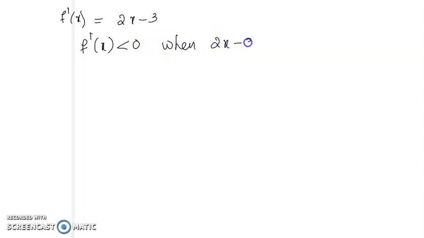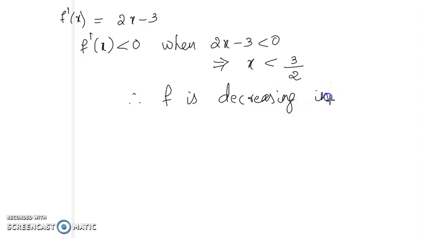So f dash of x is equal to 2x minus 3. f dash of x will be less than 0 when 2x minus 3 is less than 0. That implies x must be less than 3 by 2. Therefore f is decreasing in minus infinity to closed interval 3 by 2. So that is the interval where the function is increasing and decreasing.